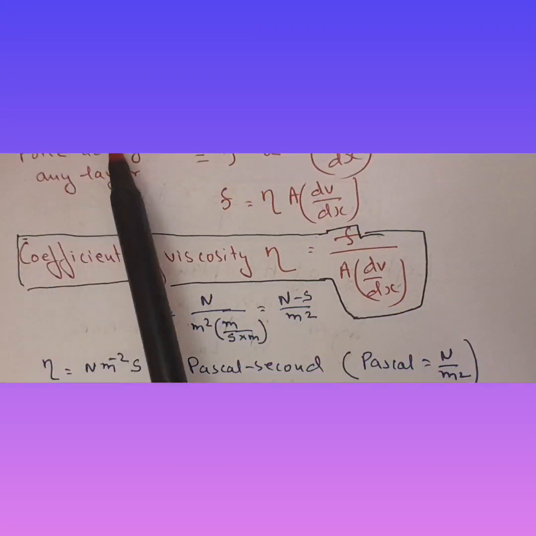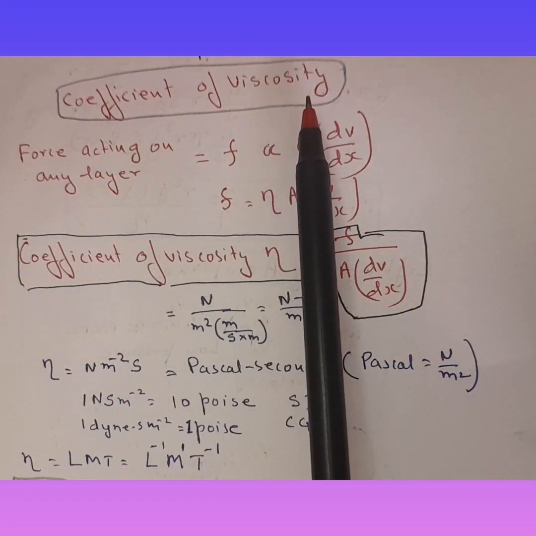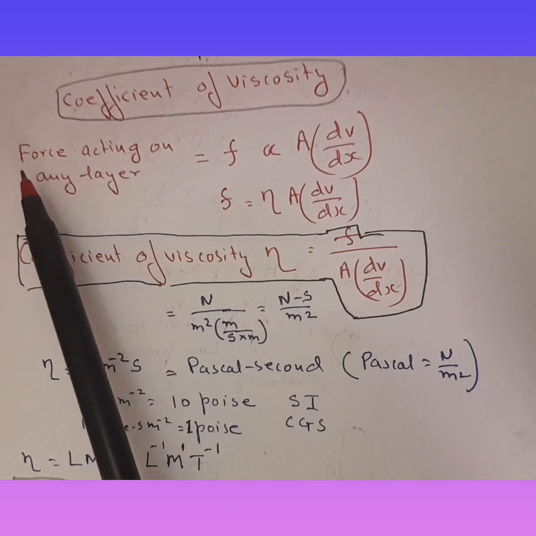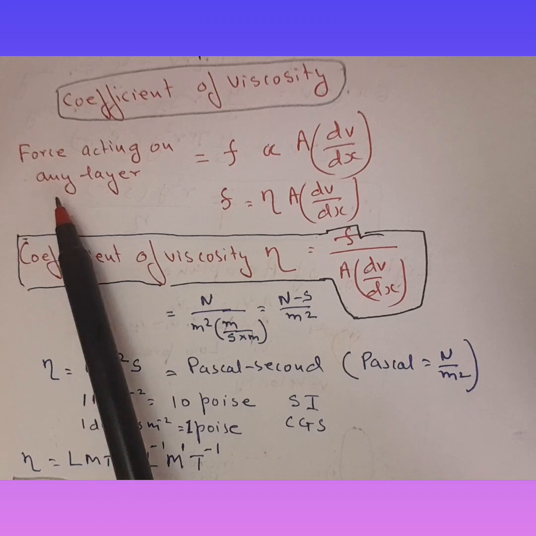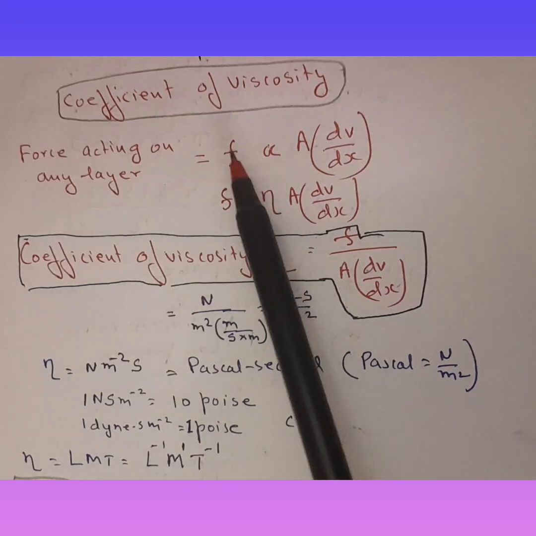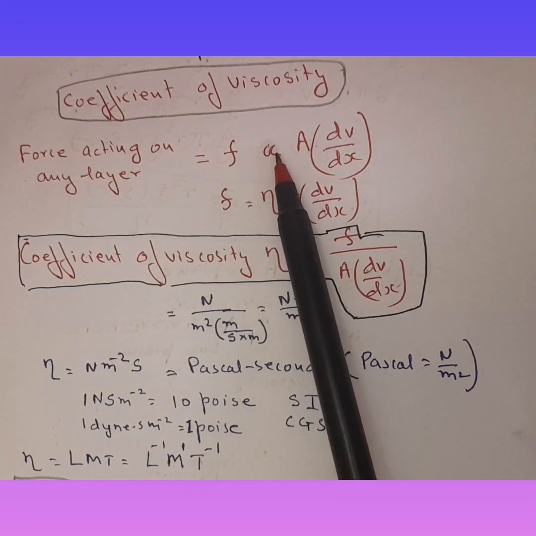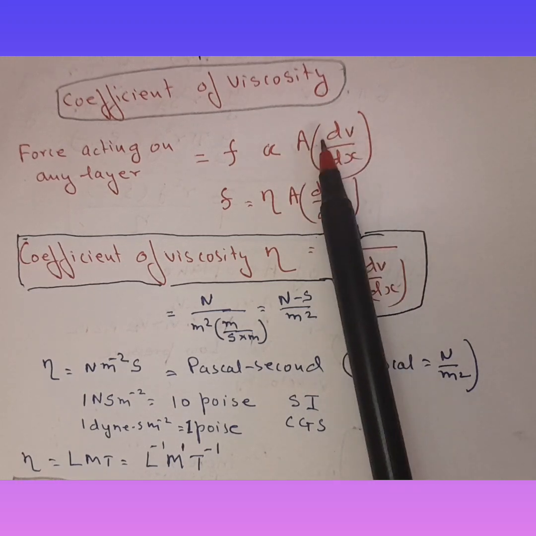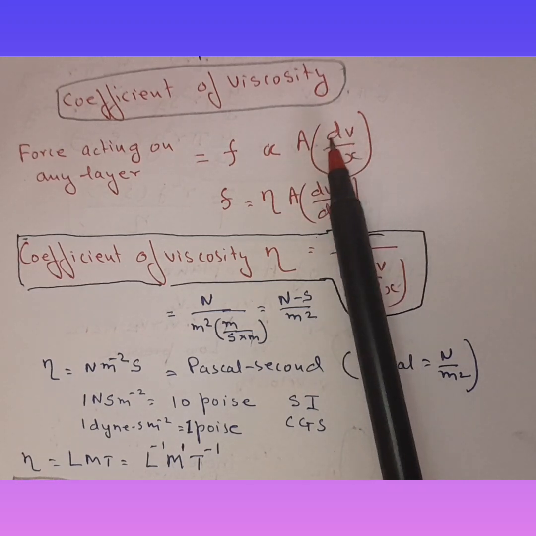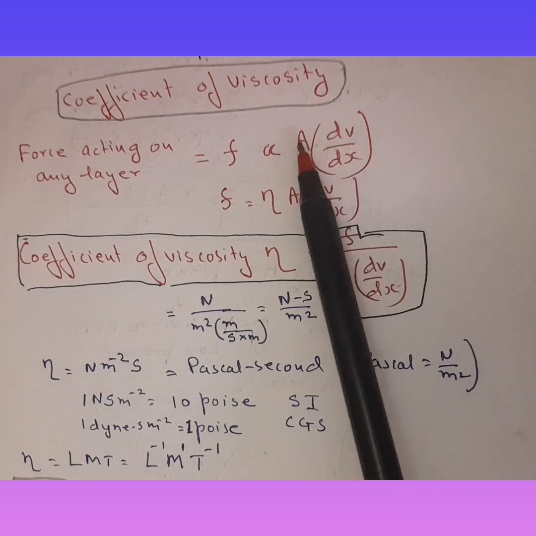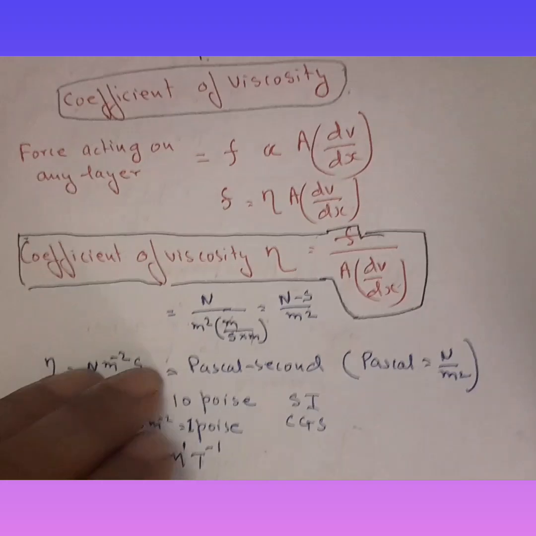Okay, let's get into coefficient of viscosity now. The force acting on any layer is F, which is directly proportional to area and dV by dx. This is our velocity gradient. And what is area? Let me make you understand the area part.